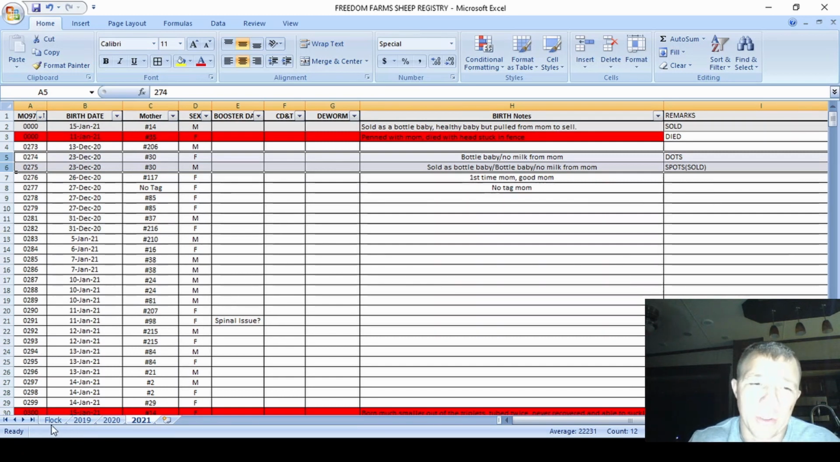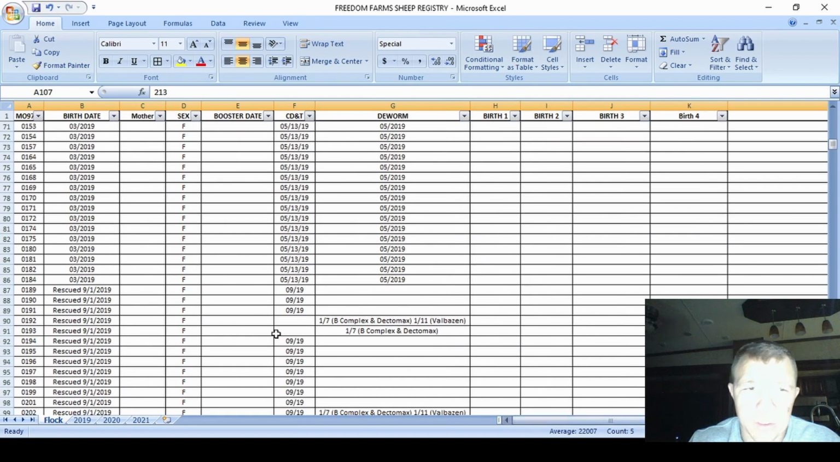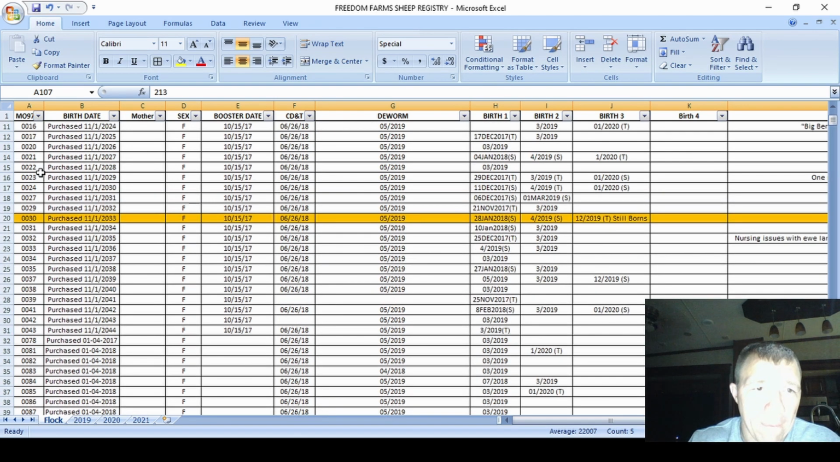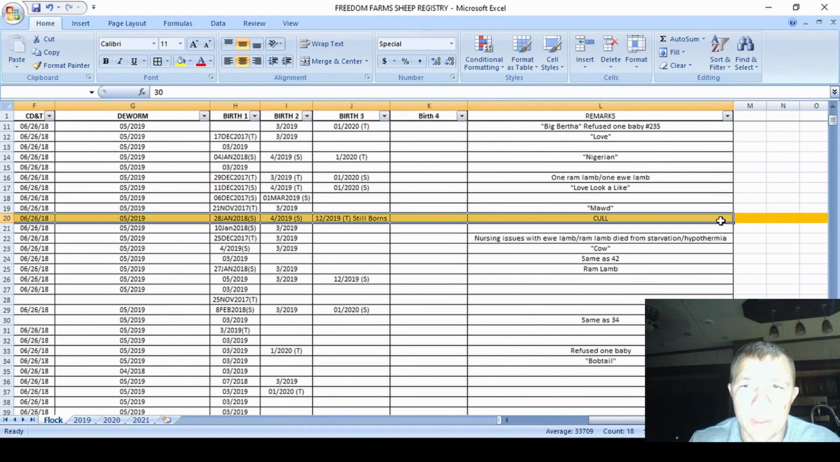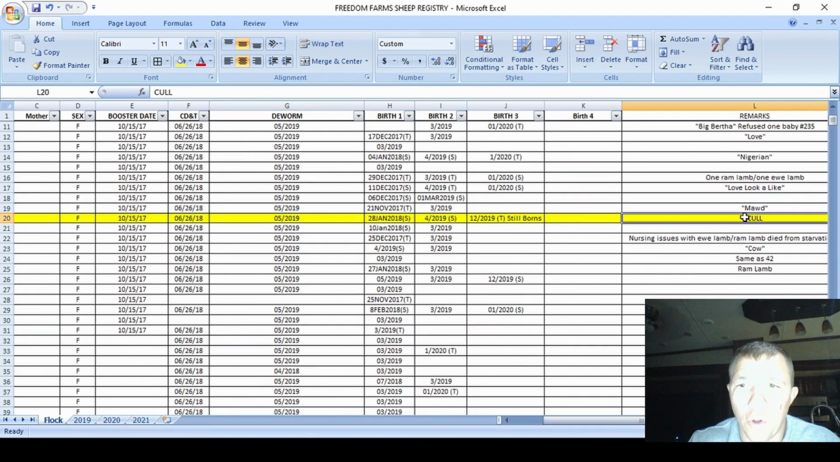So now what I'll do is I'll go to flock, and I'll go up to, let me scroll over here so you can see the tag numbers, the scabby tag numbers. Alright, number 30. I already marked her on this because I was showing an example. But I'd highlight the whole thing just like I did, and I would change the color to yellow. And I'd also put in remarks, I would write cull. That tells me that whenever I have to make a run to the sale barn this year with lambs that don't sell directly from our farm, I'm also going to take that mom. She's not going to stay with our farm.